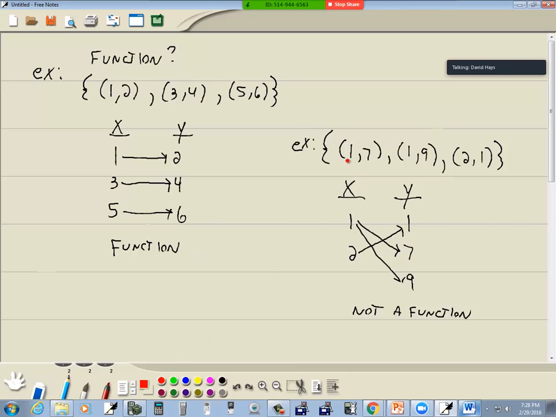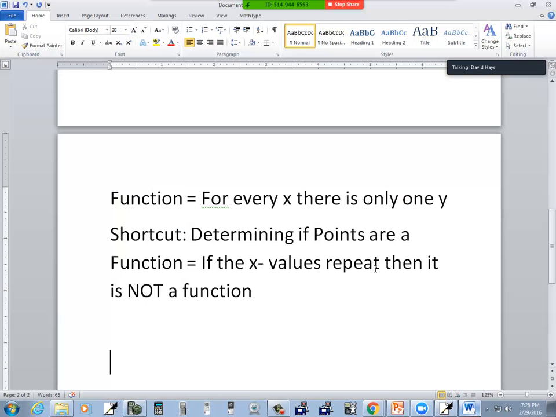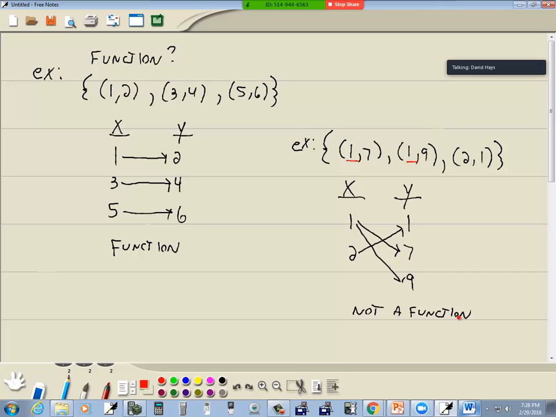But in our second example, see how we have 1 here and 1 here? Right away the x values repeated. If the x values repeat, then it is not a function. So that's why it would be not a function. So you can do it either way. You can do a mapping to see it, or if you want to use that shortcut, that'll handle points.